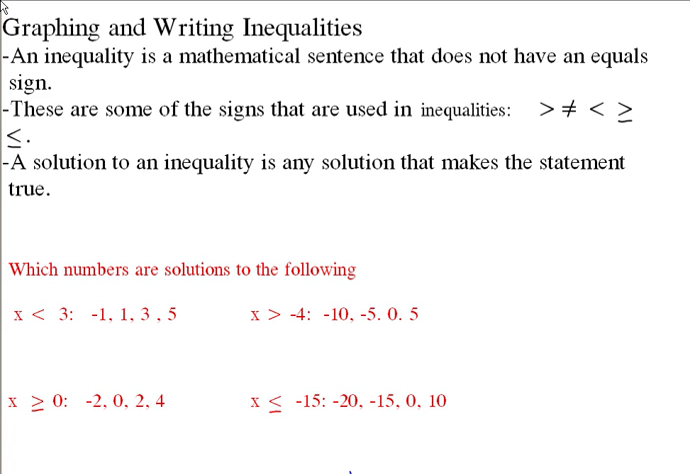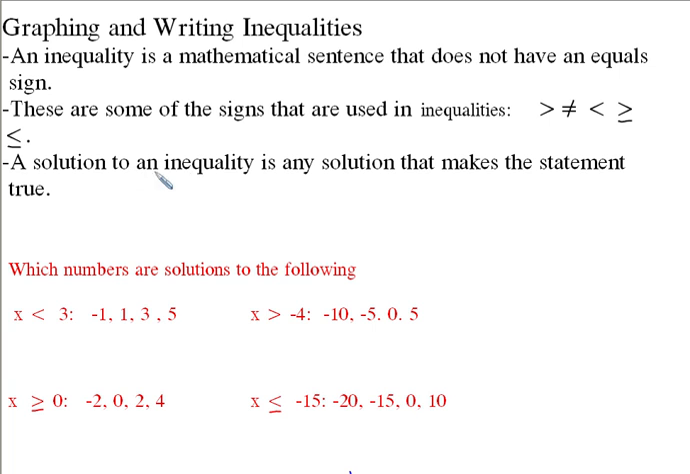Graphing and writing inequalities. An inequality is a mathematical sentence that does not have an equal sign. And here are some of the ones that are inequalities. We always read from left to right in math, so this is greater than, this would be not equal to, this would be less than, this would be greater than or equal to, that's what that little line under that means, and this means less than or equal to.